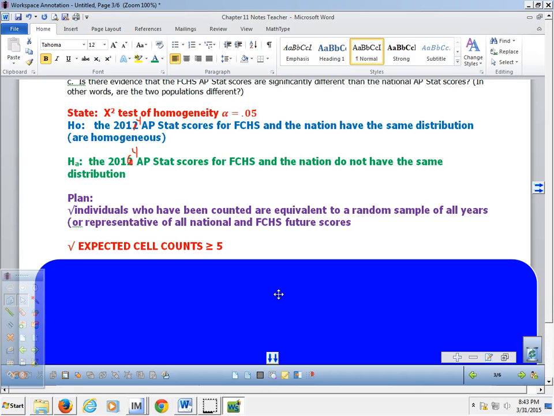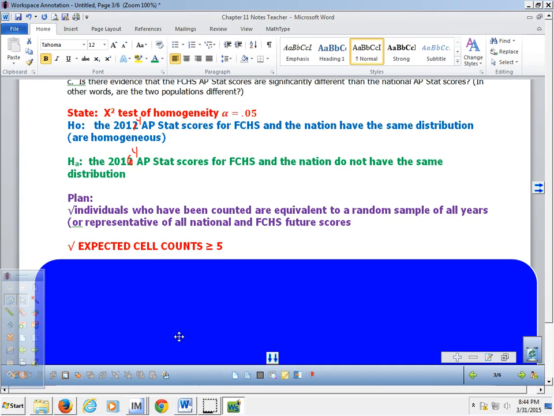The expected cell counts are all bigger than or equal to 5. Now, where does that come from? The expected cell counts. Where are expected numbers? If you remember before in our goodness of fit tests, our expected numbers came from assuming that the distribution of our one categorical variable was the same for all categories. And so we had to go through and use our claimed proportions to figure out in our sample size how many we would expect in each category. The same is true here.